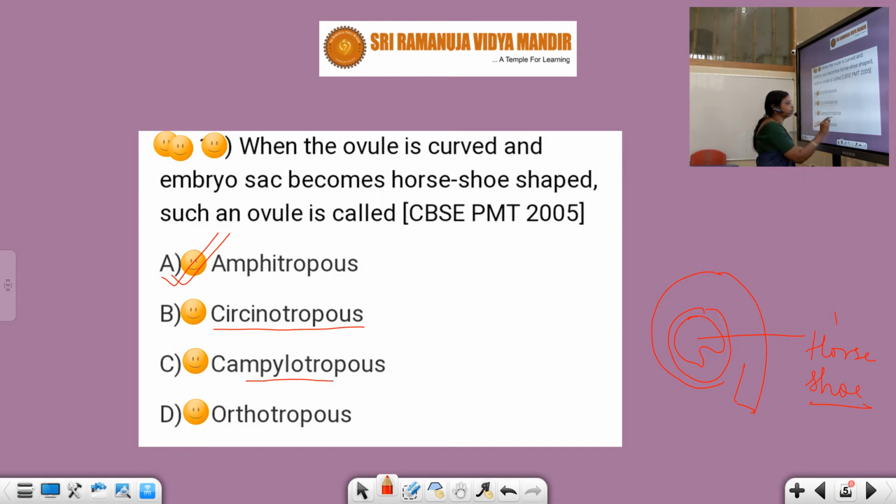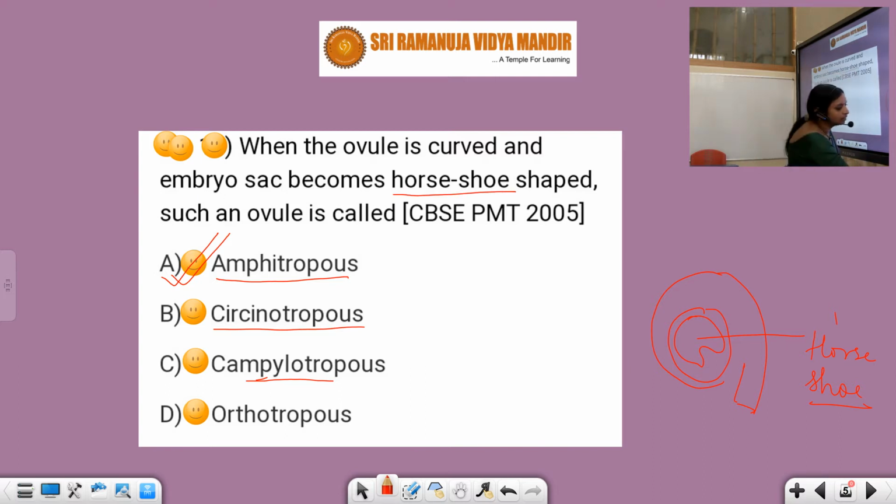In Campylotropous ovule, the body is at a right angle, but the micropylar part is bending and coming closer to the funicle than in Hemianatropous, so this is also not correct. And in Orthotropous ovule, we have just seen that the micropyle, chalaza and funiculus are in a straight line. So the answer is Amphitropous ovule. In this type only the embryo sac structure is affected and it becomes horseshoe shaped.